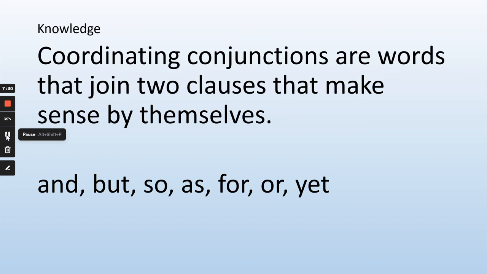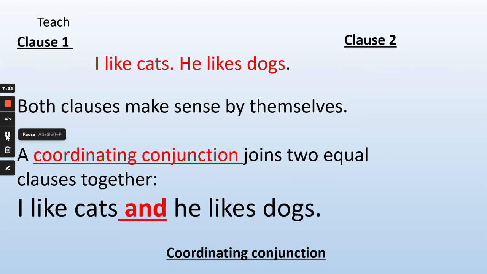Have you included some of these in your writing? Let's just remind ourselves, you might have some short sentences like, I like cats, he likes dogs. Both sentences make sense by themselves, but coordinating conjunctions join the sentences together. I like cats and he likes dogs. And joins the sentences together. It makes the sentences or your writing more interesting for your reader. Have you included coordinating conjunctions?